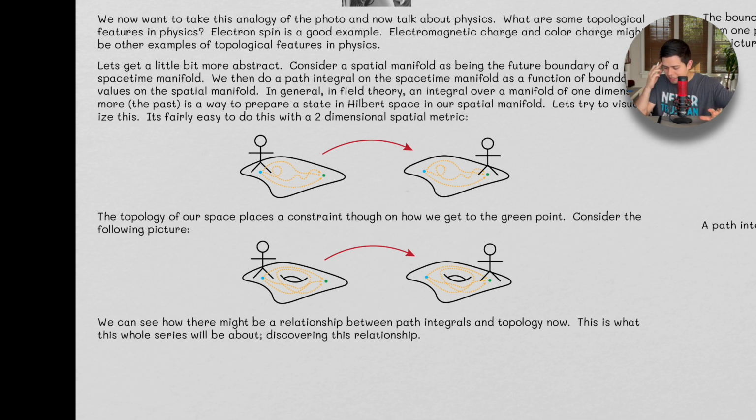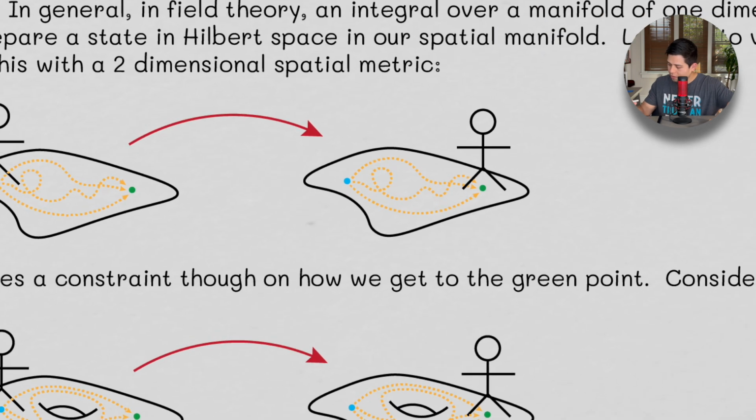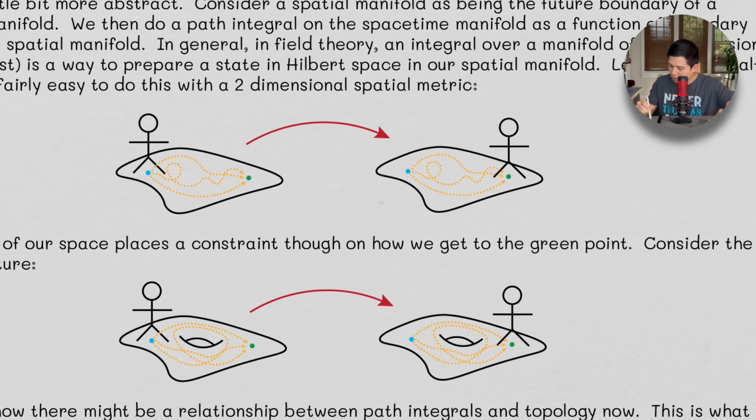So let's try to visualize this. It's fairly easy to do this with a two-dimensional spatial metric. So suppose you're on some field, okay? You're standing at this blue dot, and you want to get to this green dot. There's multiple ways you can get to the green dot, right? So you get from blue dot to green dot, and you could take any one of these paths.